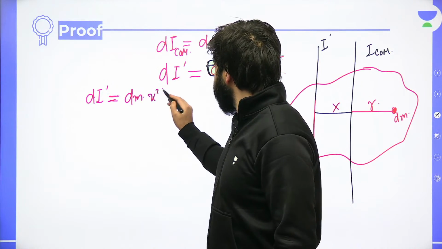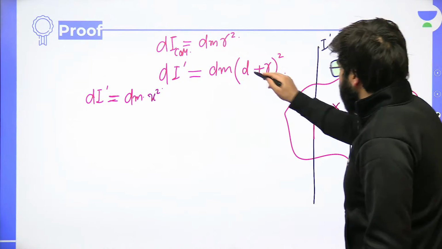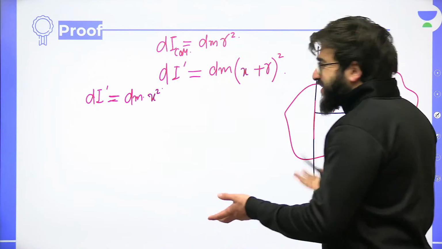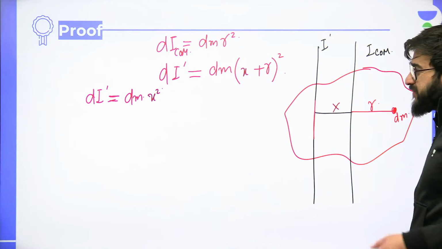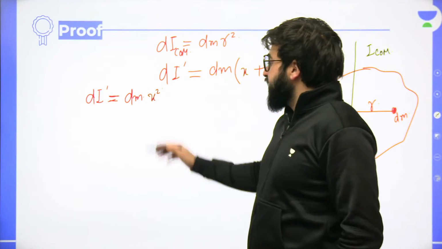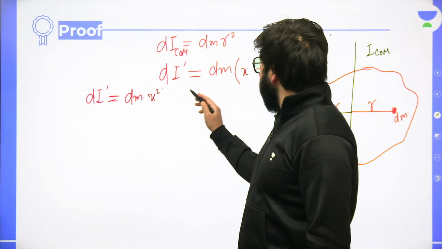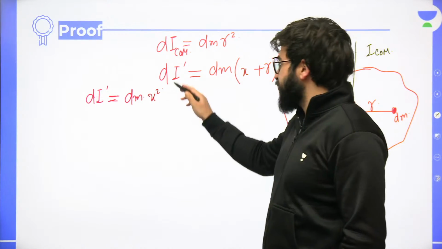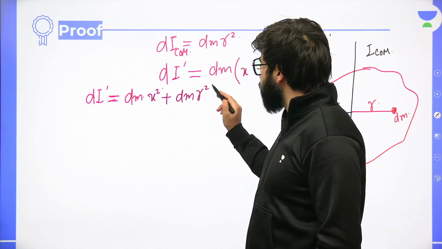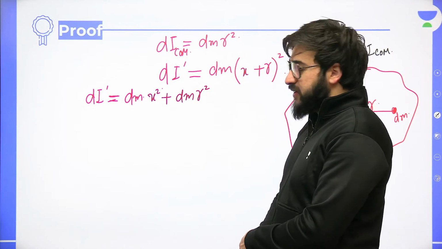This is x square. So let me remove this too and change it over here. This is x, one and the same thing; you can put the d as well. Understand? It was getting a bit confusing over here, that's why. So this is dm into x square, and this is x plus r whole square. So this will be exactly plus dm times this r square, 100%.